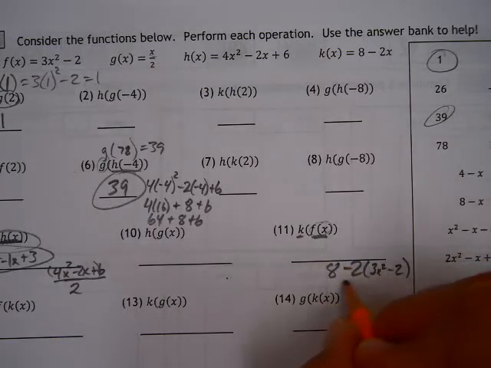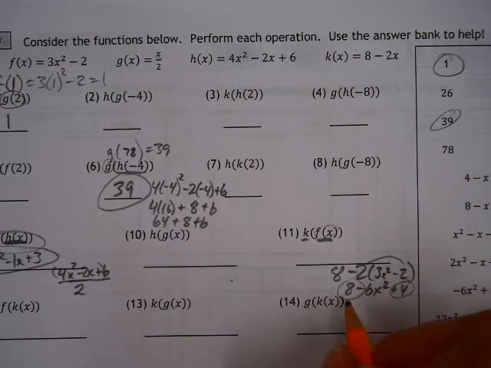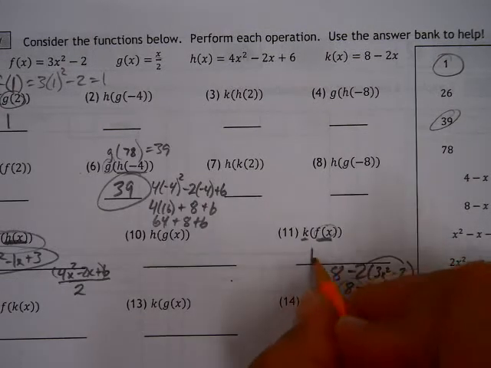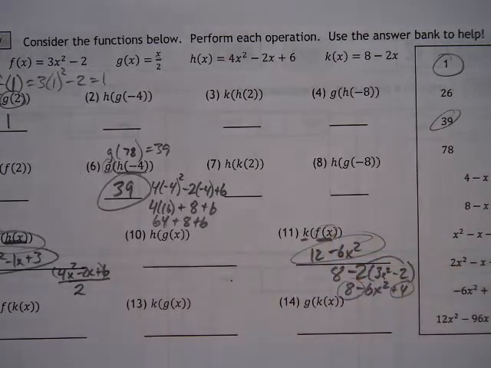So distribute the -2. I've got 8 minus 6x squared, and then the -2 and the -2 give me a plus 4. Creates a like term situation there. 8 and 4 give me 12, so 12 minus 6x squared is what we're looking at.